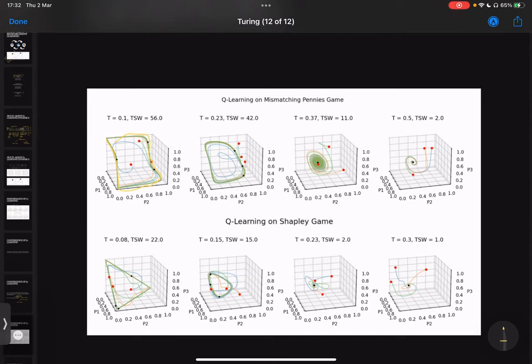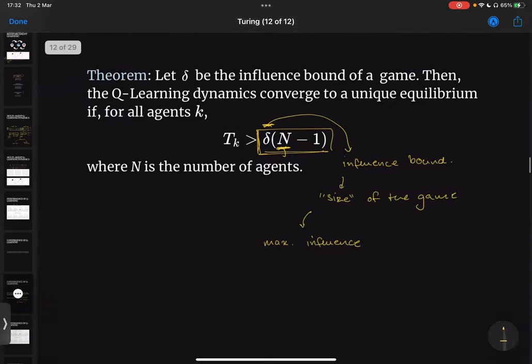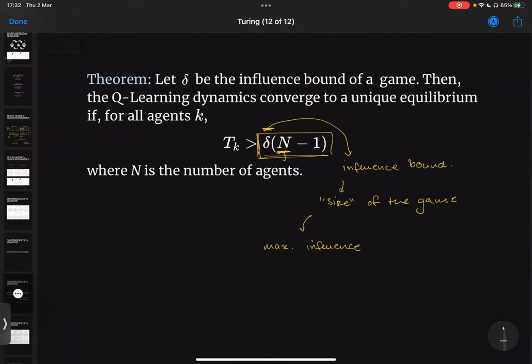From my perspective, at least this is my opinion, if we consider T as just the exploration rate, what does this result tell us? This theorem that we have from before, what does this tell us? That if the agents explore their strategy space enough, then they will converge to an equilibrium. That doesn't necessarily make a lot of sense. Right, it's true from the definitions, but it isn't intuitive. There's no intuitive grasp, at least for me.